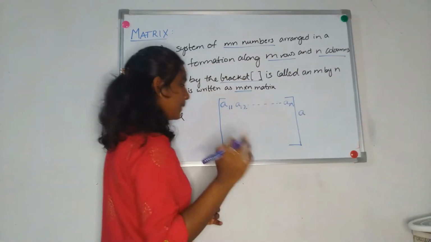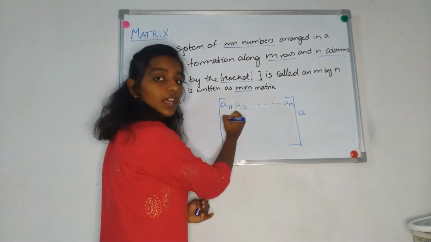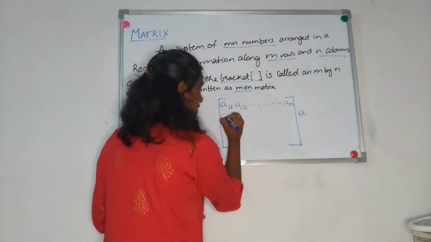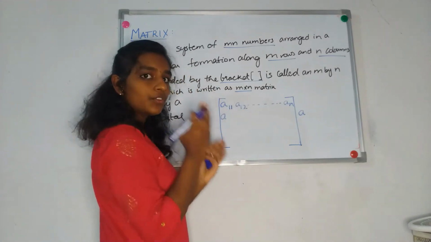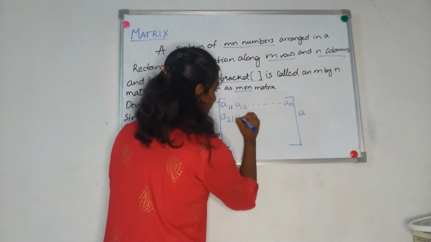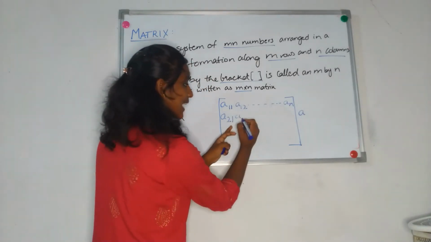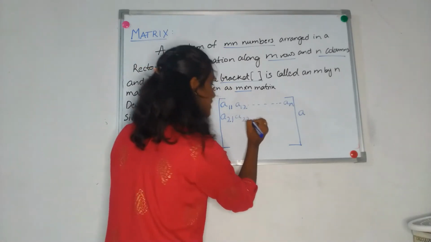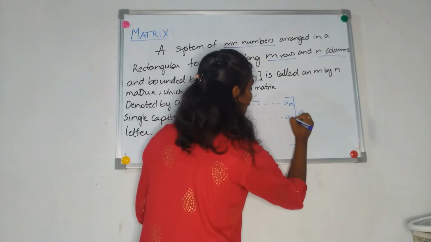In the same way, if you move downwards, you are changing the row but not changing the column, right? This is the first row, and now the second row. Where do you write the row? You write the row in the first place, so a21. This is the second row term and second column also, so a22 will be this term. In the same way, this term would be a2n.